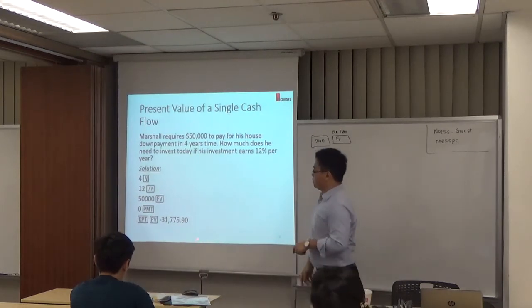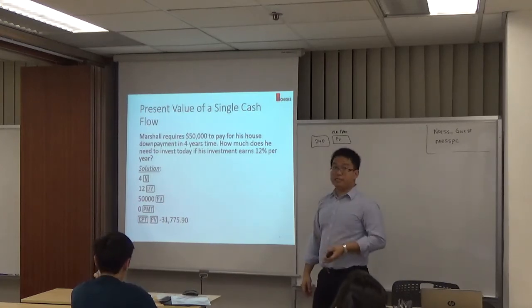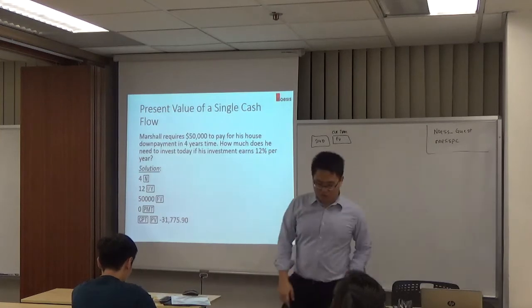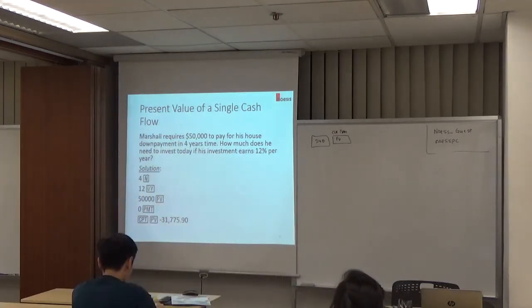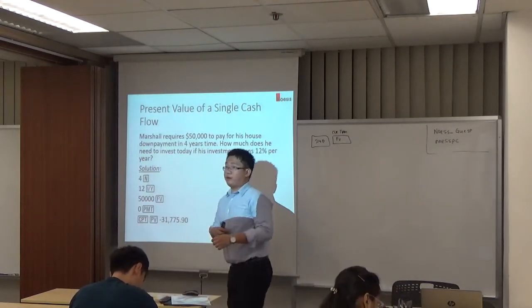So today you will need to start off with this amount of money in your account in order to get 50,000 in 4 years' time. So that's how to find the present value.